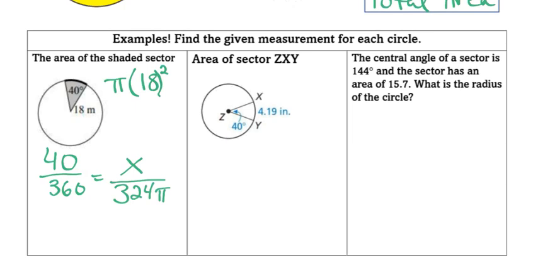Then we can cross multiply, and you're kind of dealing with pi as a variable. It's not a variable, it's a constant, but you're kind of dealing with it as a variable here. So you can cross multiply 40 times 324 pi, 360 times x, then you divide by that 360, and you can get 36 pi as your final answer, or if you're more comfortable with decimals, it'd be 113.4 meters squared.